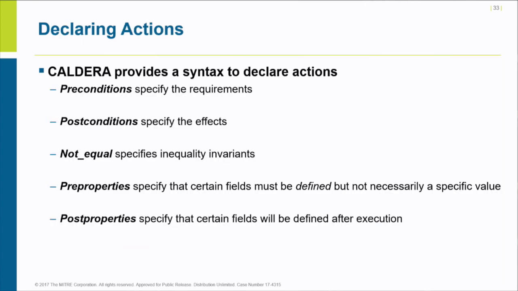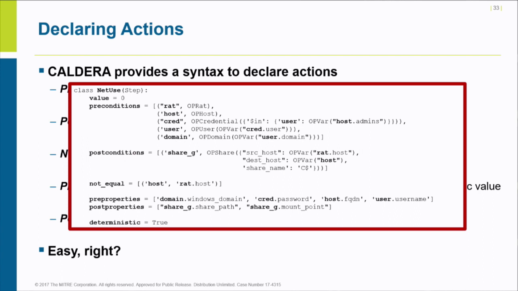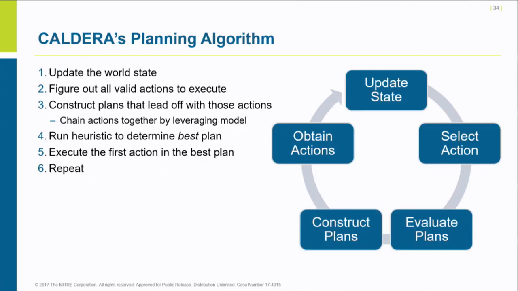So we have a data model. That's awesome. Now we need a syntax to actually declare the actions, and so Caldera also has a syntax with which we describe the preconditions and postconditions. We have preconditions, postconditions, a not equal invariant, and then pre-properties and post-properties. To be very honest, it's a little confusing. We have documentation available online that describes it better, but I just wanted to flash real quick that there is a syntax, it works, and if you're interested, we have more stuff online.